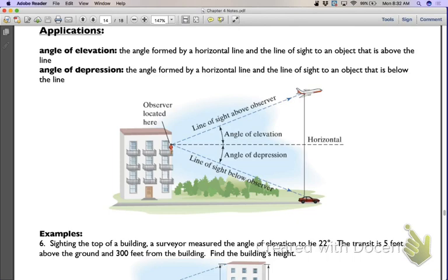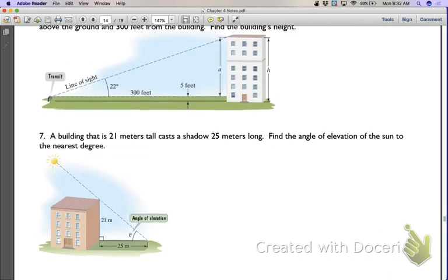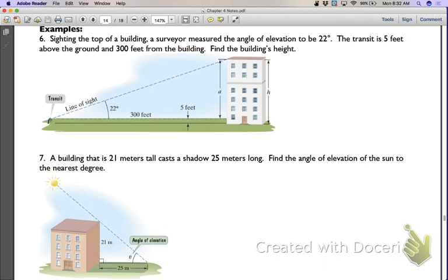Whenever it says, sighting the top of a building, a surveyor measured the angle of elevation to be 22 degrees. The transit is 5 feet above the ground and 300 feet from the building. It says find the building's height. So you have 22 degrees from the line of sight.